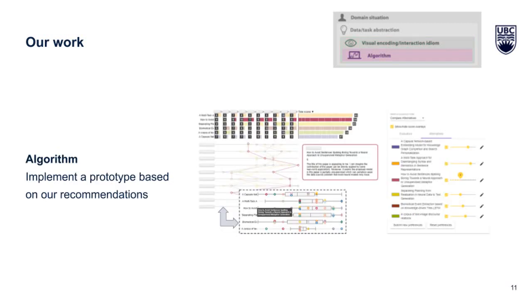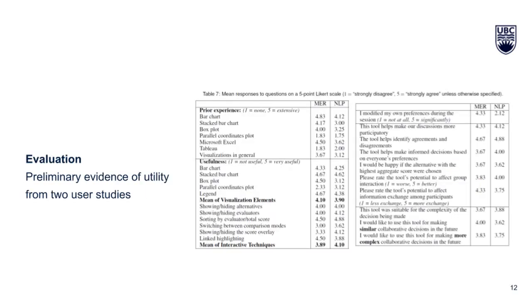At the algorithm level, we implemented a prototype tool based on these guidelines that allowed decision makers to elicit simple preferences from stakeholders remotely and asynchronously, inspect the elicited preferences, and update their preferences as needed. We then obtained preliminary evidence of utility from 2 user studies. The response in both cases was largely positive, and the feedback provided useful insights.